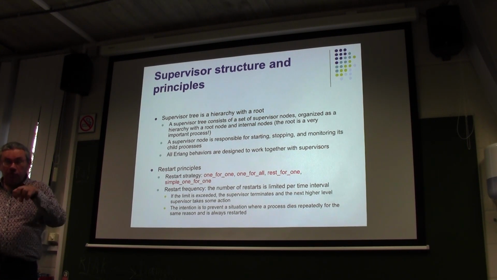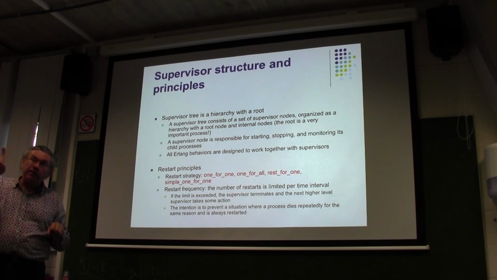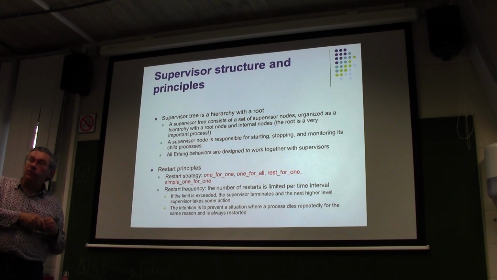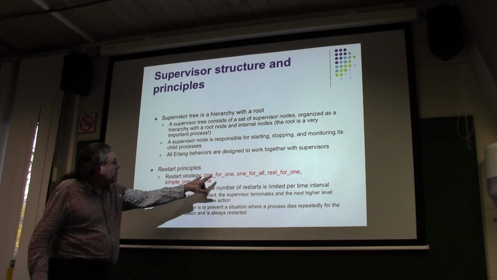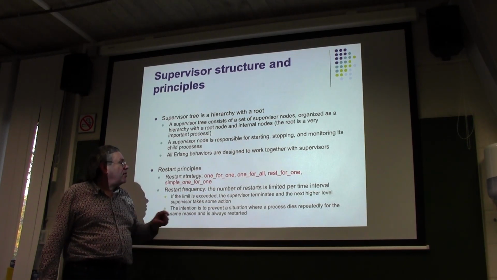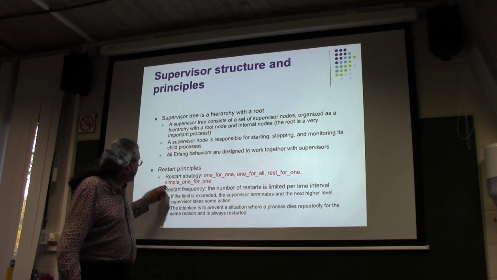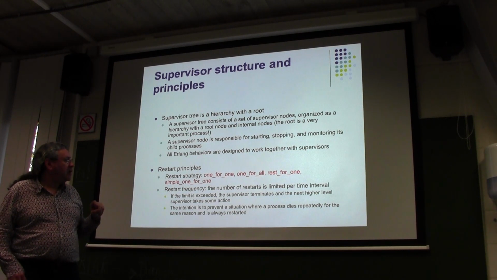If one of those nodes crashes, you restart all of them in a consistent state. Whereas if the nodes are doing independent things, like telephone, where each one is implementing 1 phone connection, well, if 1 phone connection crashes, the others keep running. So you only restart that one. So the 2 basic ones are 1 for 1 and 1 for all. And then you have variations, which I will explain later, rest for 1 and simple 1 for 1. Okay?